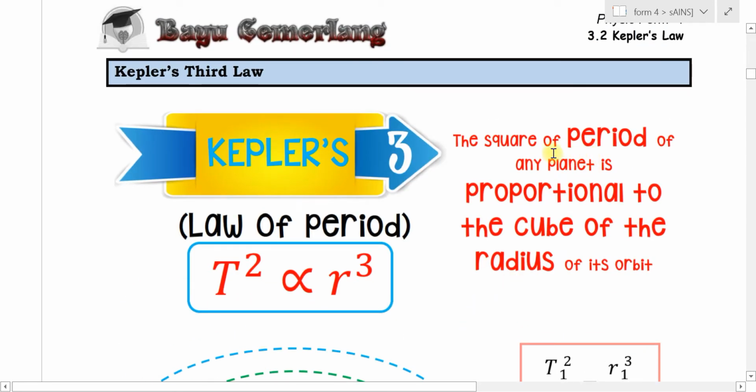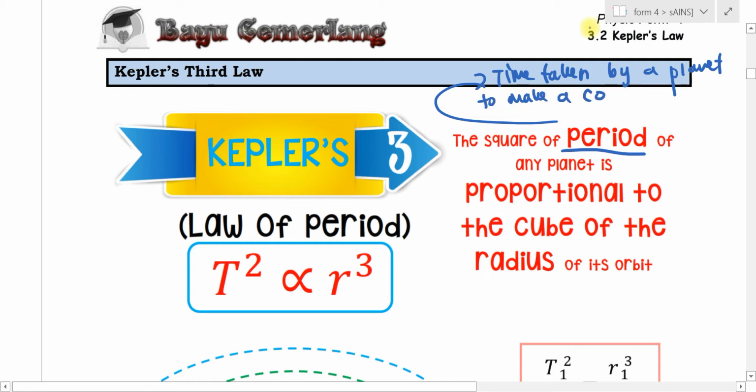The square of the period of any planet. Period, you must know what it means. Period means the time taken by a planet to make a complete revolution. Peredaran, a complete revolution around the sun.